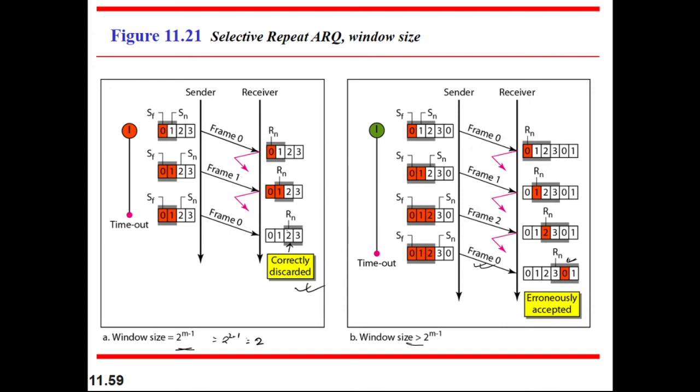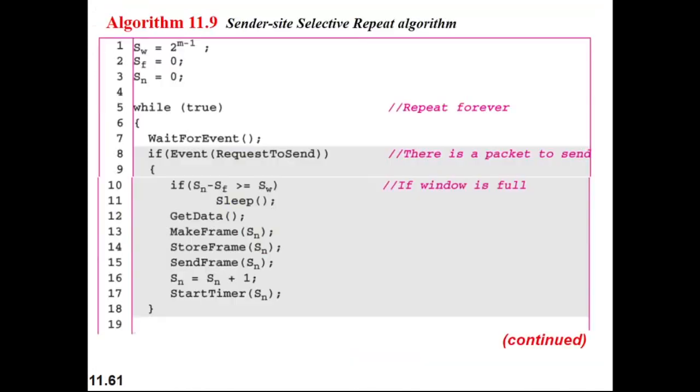So for selective repeat ARQ, the size should be 2 to the power m minus 1, and for go back N ARQ, it should be less than 2 to the power m. If it is equal to 2 to the power m, then the receiver will erroneously accept some frames. So window size is very important. You have to remember the window size of sender and receiver for a particular algorithm. So this is the sender side selective repeat algorithm.